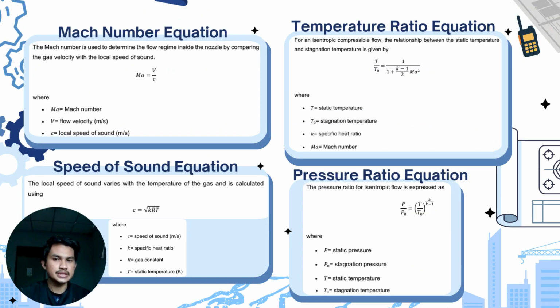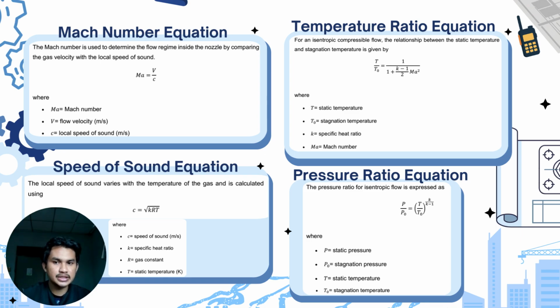These are the equations that are used to analyze compressible flow inside a converging diverging nozzle. So the first one is the Mach number equation, which is the ratio between flow velocity and the local speed of sound. It allows us to determine whether the flow is subsonic or supersonic in a rocket nozzle. So the flow reaches Mach 1 at the throat before becoming supersonic in the diverging section.